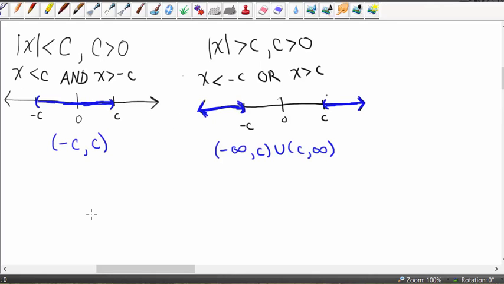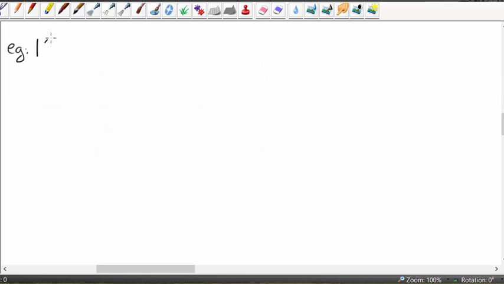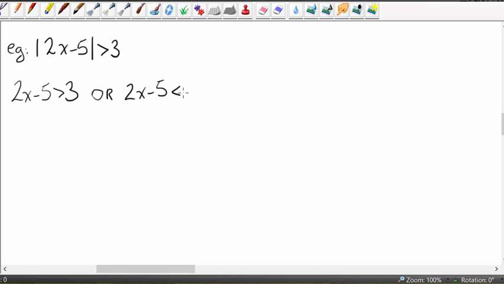So let's look at some examples. Say we have the absolute value of 2x minus 5 is greater than 3. Now, in this case, the absolute value is already solved for. So we can go ahead and split this into two inequalities. Now, we have our absolute value greater than a positive number, so that means that either 2x minus 5, being the argument of the absolute value, is greater than this constant, or 2x minus 5 could be less than the opposite of that constant. And then we just solve both those inequalities.